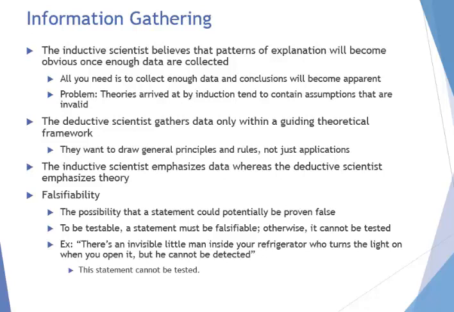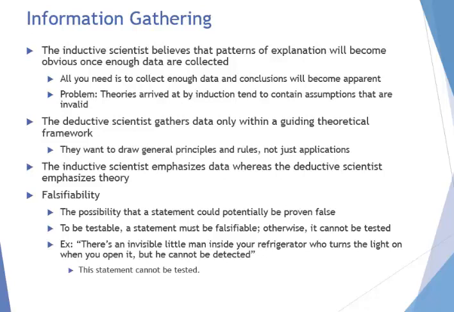Of course, a critical component of any research is information gathering. Information gathering is based, generally speaking, on observations. So the inductive scientist believes that patterns of explanation will become obvious once enough data is collected. The inductive scientist, and again, tries to draw conclusions about specifics from general points. So the idea is once you have enough data, the conclusions will become apparent, whereas the deductive scientist gathers data only within a guiding theoretical framework.